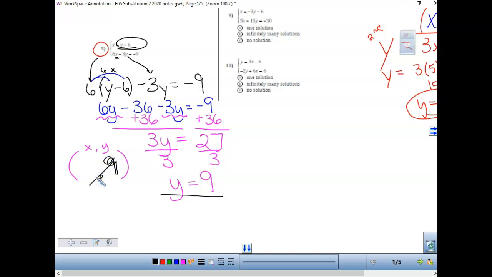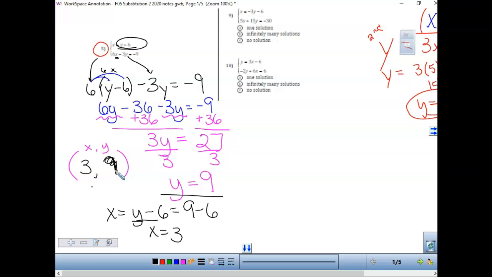And now, as I look at it, which equation, Morgan, is easiest to tell me what x equals? x equals y minus 6. Yeah, x equals y minus 6. And I am going to replace y with 9. So 9 minus 6, and 9 minus 6 means x equals 3. 3 comma 9.